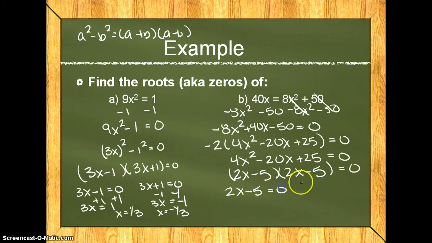So if you set them each equal to 0, they're going to end up with the same solution of x is equal to a positive 5/2. So in this case, you get one solution twice, which is called a multiplicity.